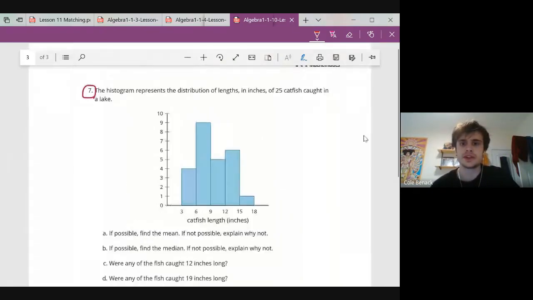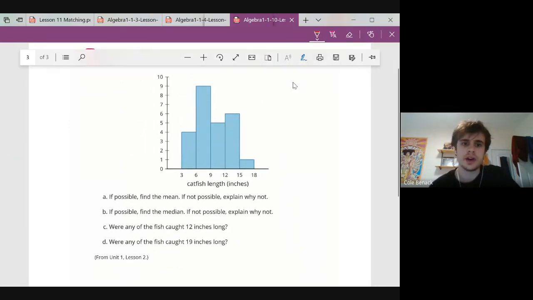The histogram represents the distribution of length in inches of 25 catfish caught in a lake. Out of these 4, identify which of these you can actually answer, given the histogram. Can I find any of these values? Hopefully you realize that the only one I can actually answer is D. The reason is that 19 is not represented on the graph. I have no values for 19. So if there were any fish caught 19 inches long, there were none. I can tell that.